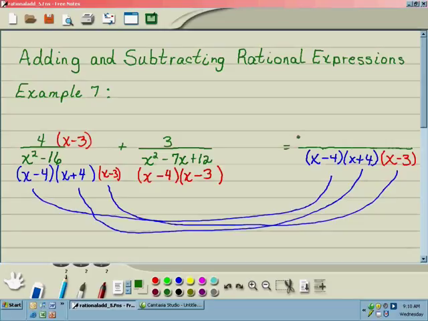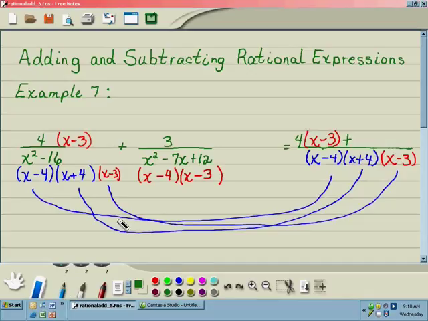And so we'll bring over here a 4 times x minus 3. Then whatever signs between my fractions, in this case a plus, I'm going to go on and bring that over so I don't forget it.